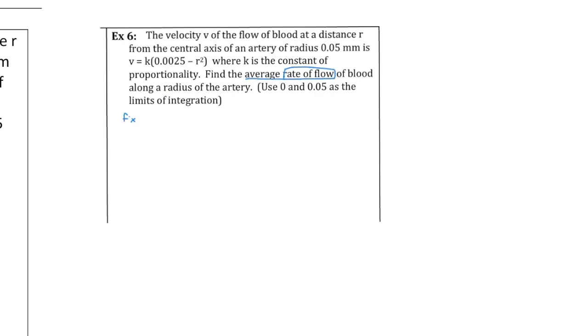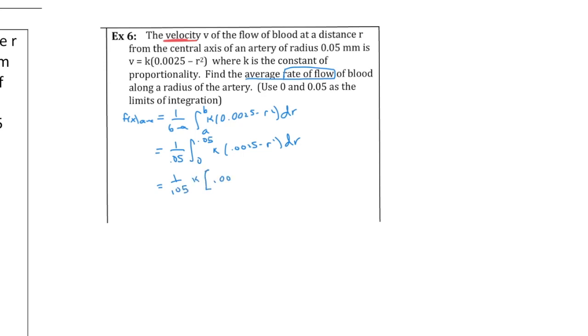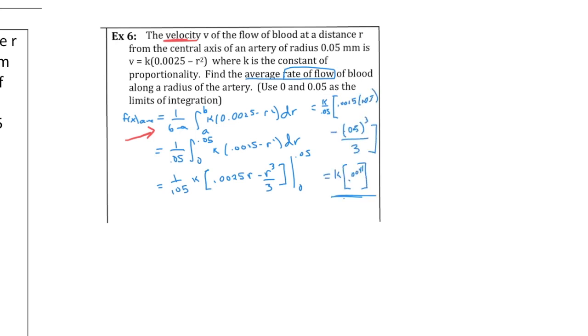So for example 6, you were given the velocity of the blood. And the velocity of the blood, when you integrate it, you're going to find the average rate of flow if you multiply by your 1 over b minus a. You're using 0 to 0.05 as your limits of integration. That will allow you to solve for your problem, and k will remain in the problem.